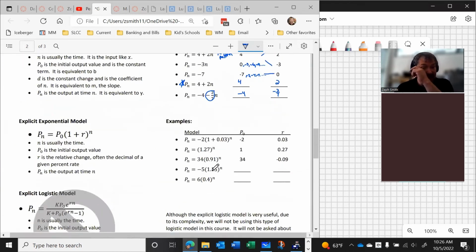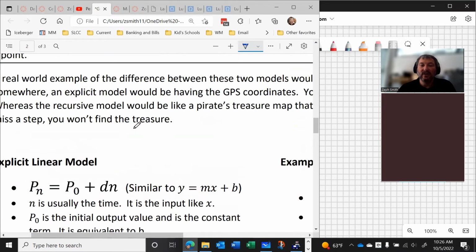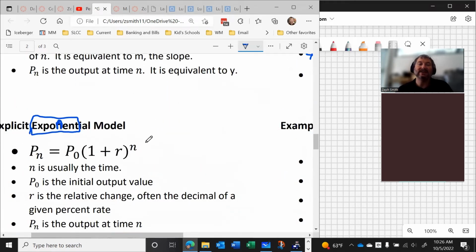The explicit exponential model. So again, this formula will be given. This time, there's the n in the exponent. Notice there's an n in the exponent. Pretty easy to spot when you're looking at it. Oh, there's an n in the exponent. Versus the linear, there's no exponents at all. Here we have an exponent, and it's the time variable, the independent variable, the input in the exponent.